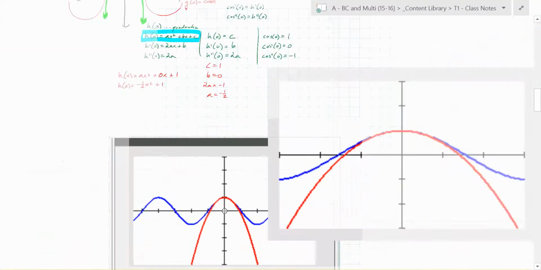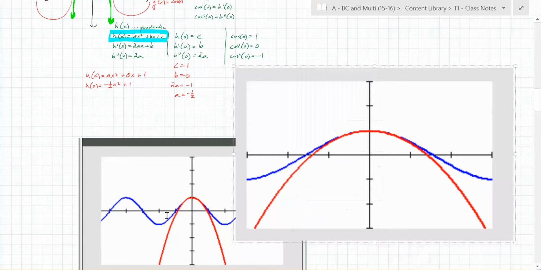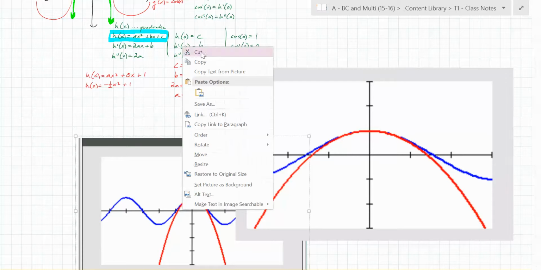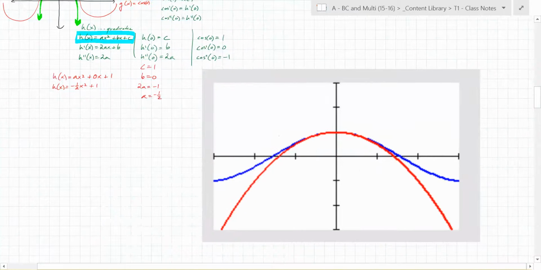Oh, that really didn't help. I'm sorry about that. Let me get rid of this. There we go. That right there. It looks like the neighborhood, maybe from there to there, is pretty good, right? Now, if I wanted to make it more accurate for a larger radius, what would I need to do? A higher degree, right?